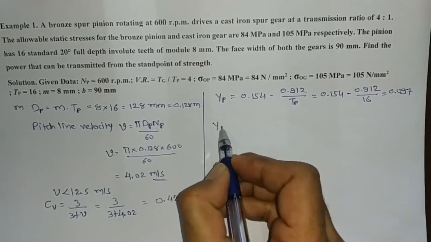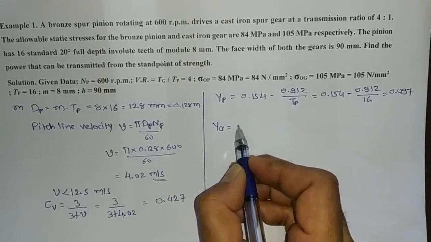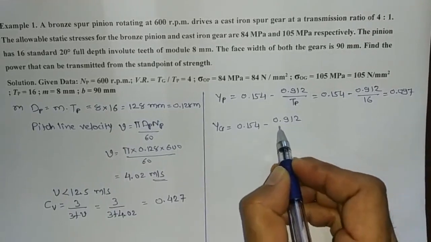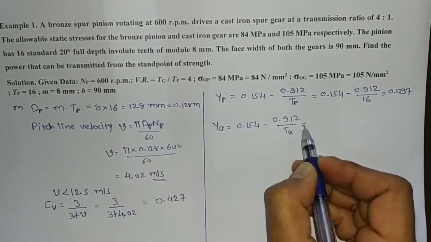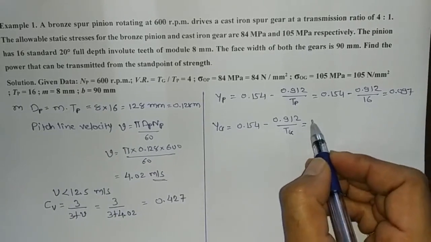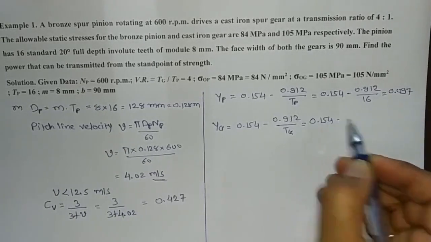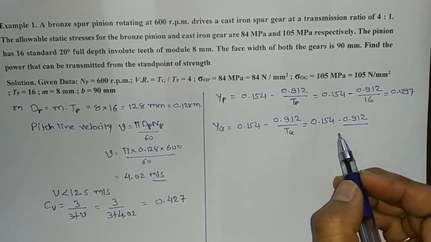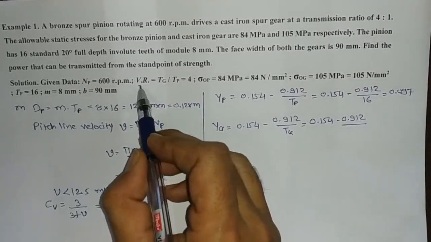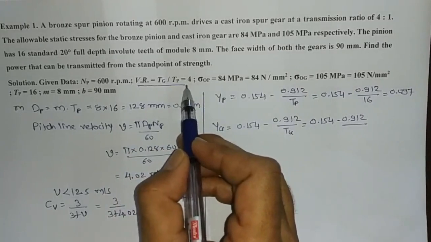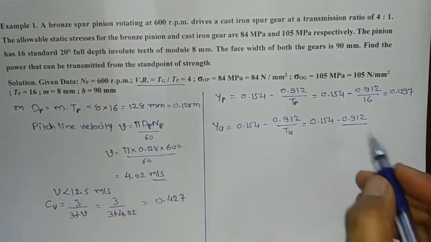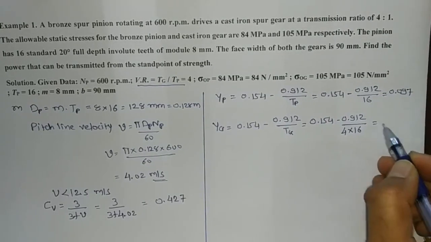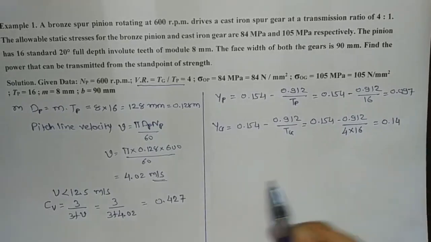Similarly, you can find for the gear, that is the Yg. So Yg is equal to 0.154 minus 0.912 by Tg, where Tg is the number of teeth on gear. Now you know that the velocity ratio is equal to 4. So from the equation Vr is equal to Tg by Tp is equal to 4, therefore Tg is equal to 4 into Tp, so 4 into 16 is equal to 64. So therefore the value of Yg is equal to 0.14.